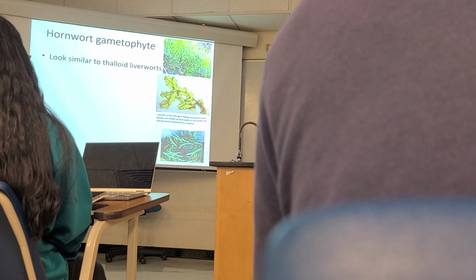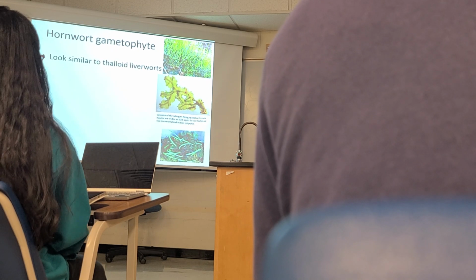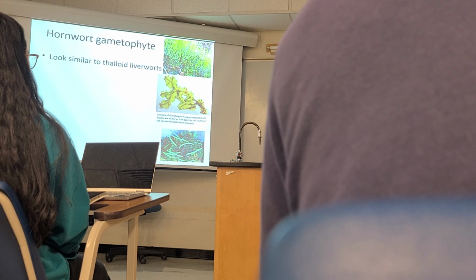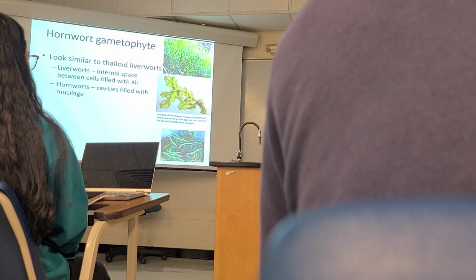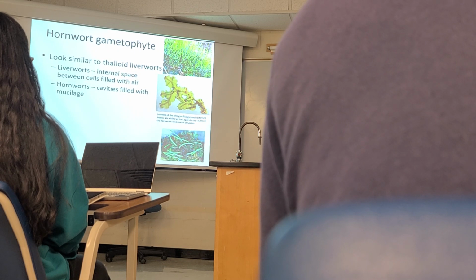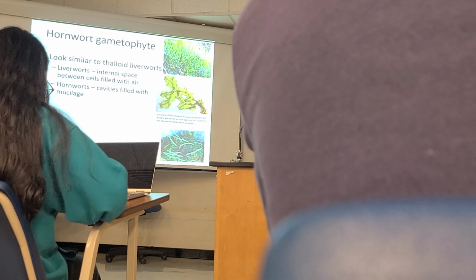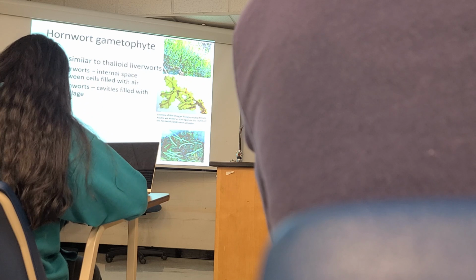Now the hornwort gametophyte looks really similar to the thalloid liverworts. It's hard to tell them apart sometimes. They both kind of look like paint splotches, okay? Or drops of paint. But here's one difference between them. In the internal space, or the space between the cells, in a thalloid liverwort, there's air. Whereas if you look between the cells, okay, on a hornwort, you're actually going to find a mucilage substance, kind of like, it looks like snot. Okay? This sticky, thick, almost gel-like substance in between those cells, in those cavities.